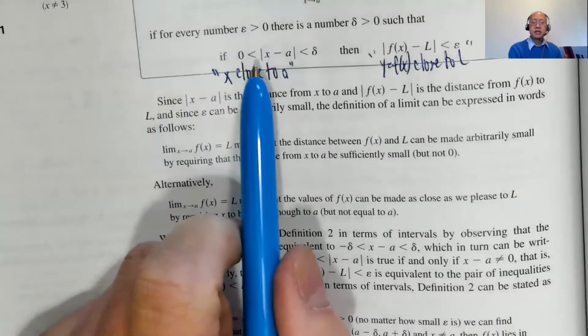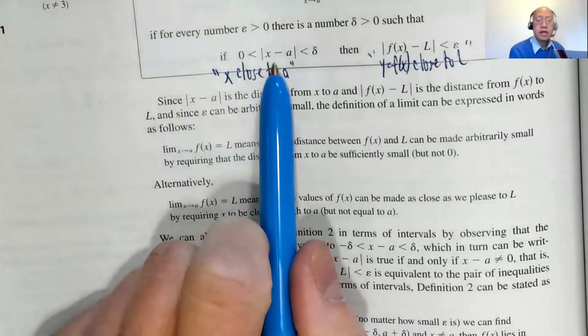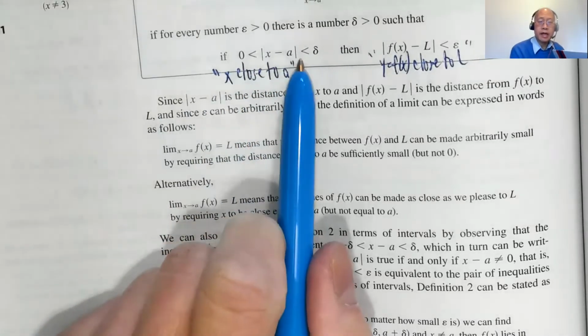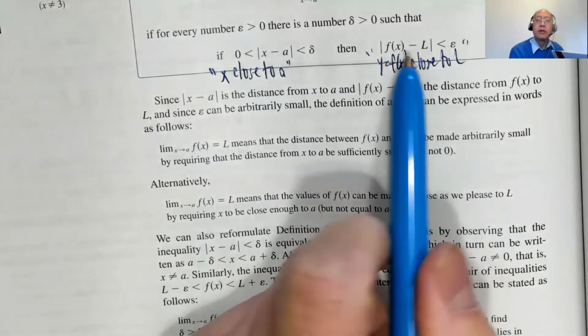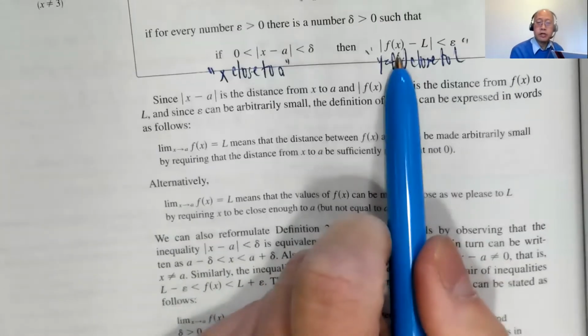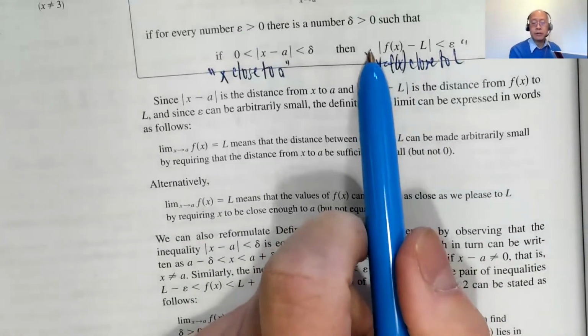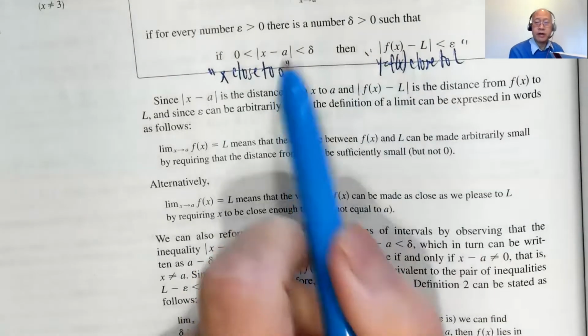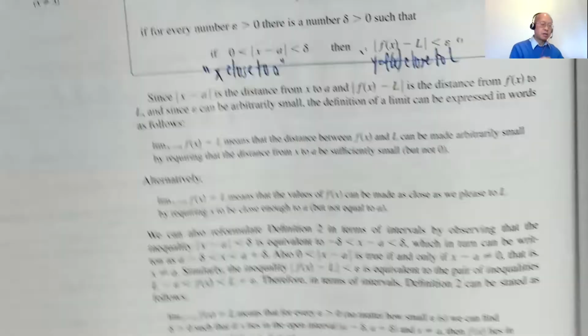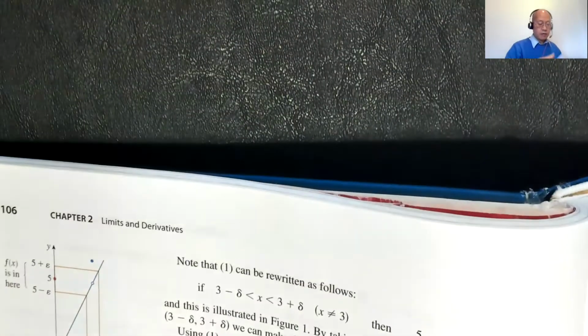Okay, so this means distance between x and a is small. X is close to a, but it's not 0. Here, f of x and L, or y and L, are close to each other. This time we are allowing for the possibility of the distance being 0. That's allowed for y, but not for x. That's less than epsilon. Okay, so what does that mean now for the homework?